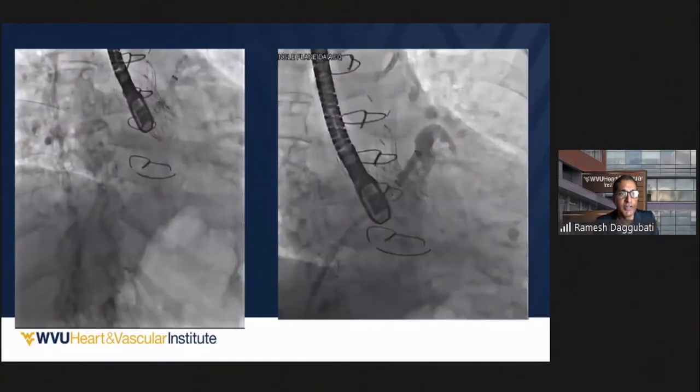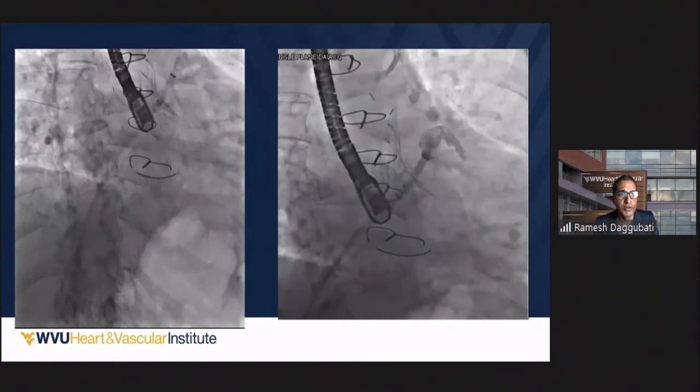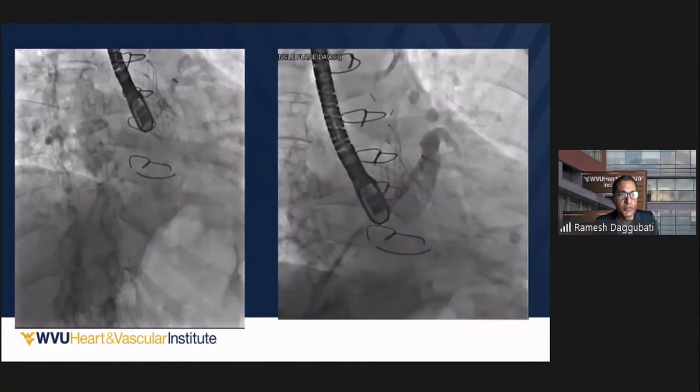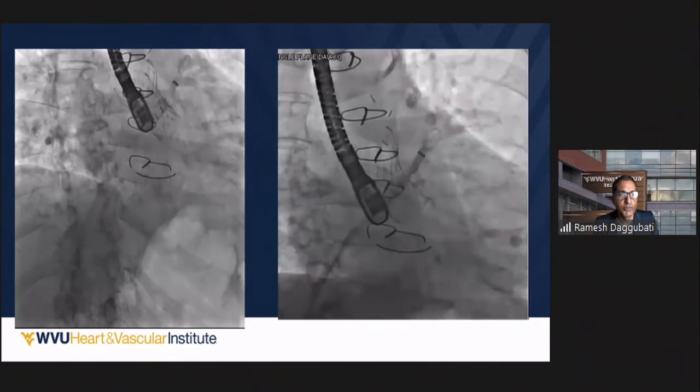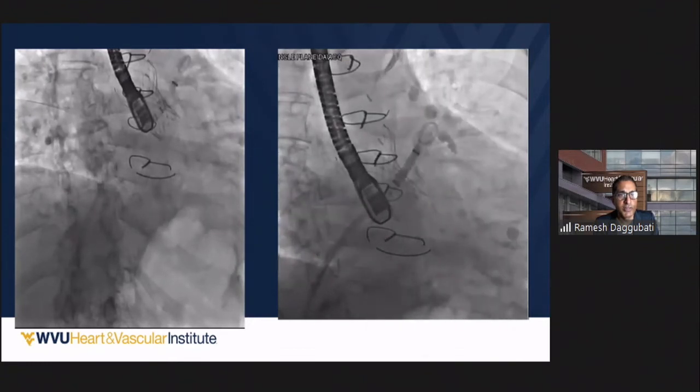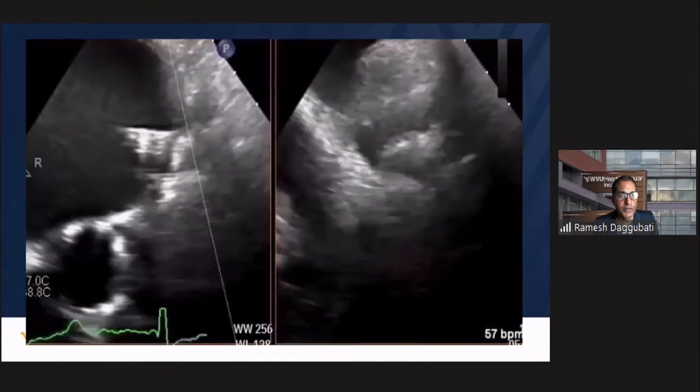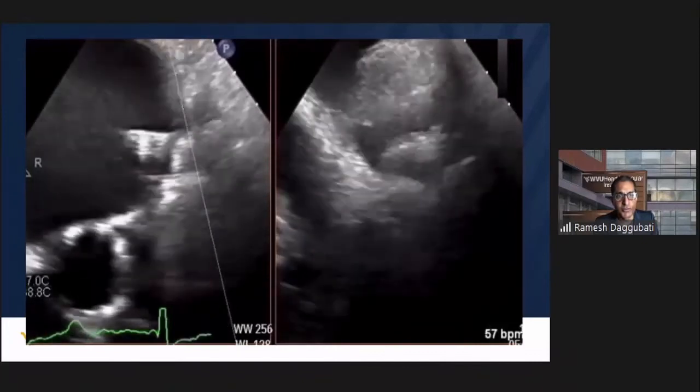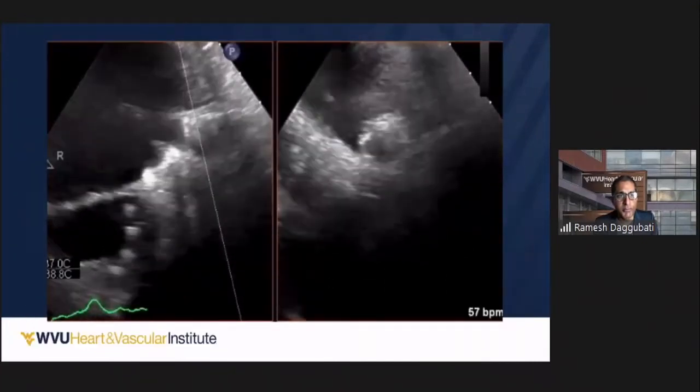So once we are there, as I said, RAO caudal is the view. Advance the curved sheath, the 14-French sheath, and the pigtail. You take a picture through the pigtail, and this is very good. TEE showed good compression and position. The PASS criteria are met.